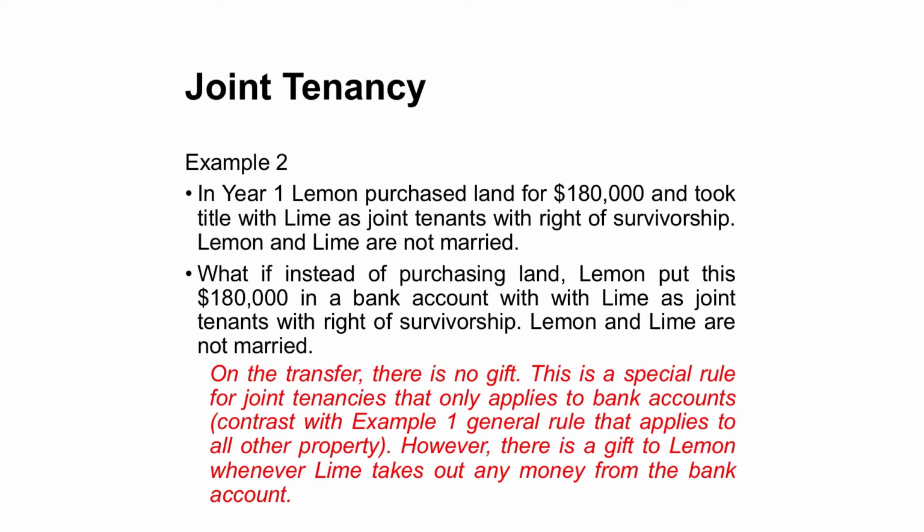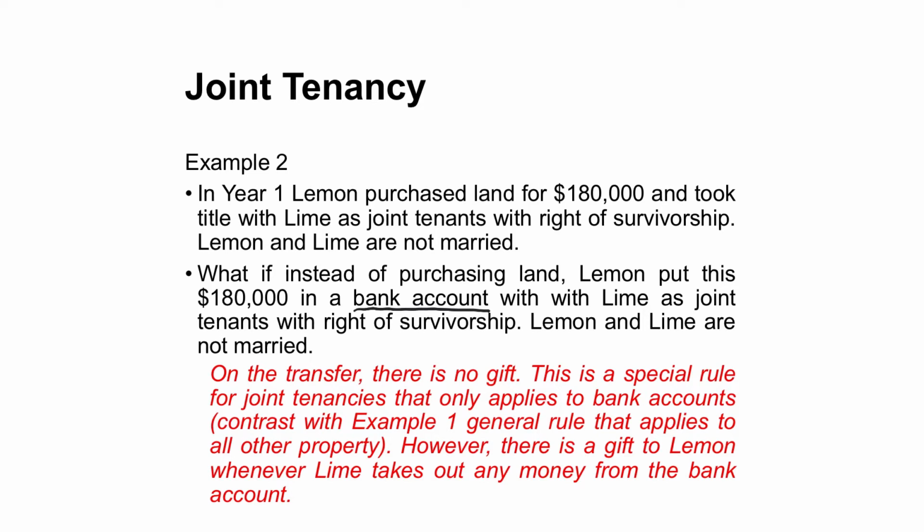Let's consider example 2. And again, they all relate to previous examples. In year 1, Lemon purchased land for $180,000 and took title with Lime as joint tenants with right of survivorship. Lemon and Lime are not married. What if instead of purchasing the land, Lemon put this $180,000 in a bank account, so it's not land, it's a bank account, with Lime as joint tenants with right of survivorship. Lemon and Lime are not married.